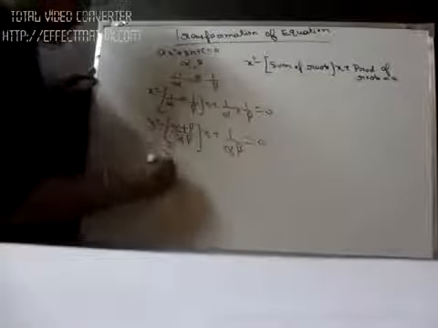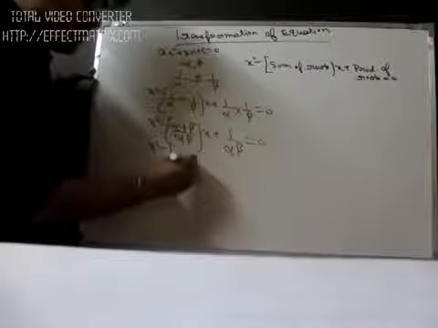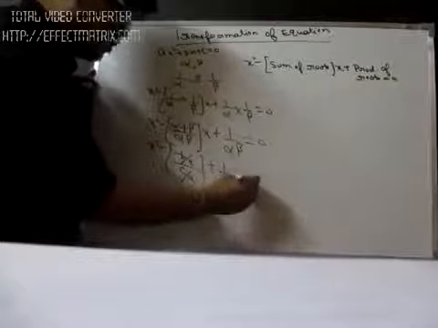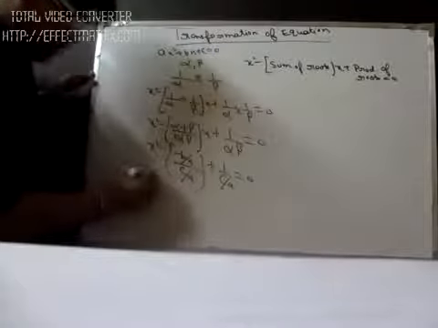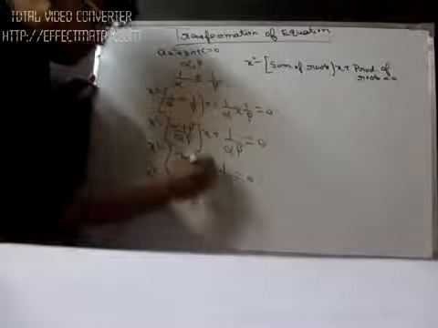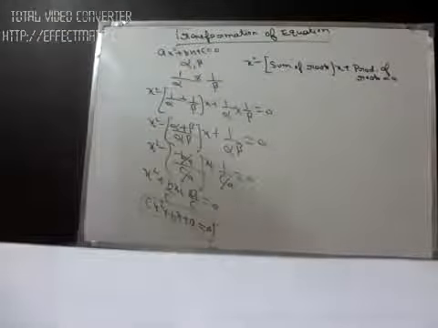So x square minus (alpha plus beta) x plus alpha beta becomes x square plus b by c x plus 1 upon... so x square plus (b by c) x plus (a by c) equal to 0. So cx square plus bx plus a equal to 0. This is the equation whose roots are the reciprocal of the first equation.